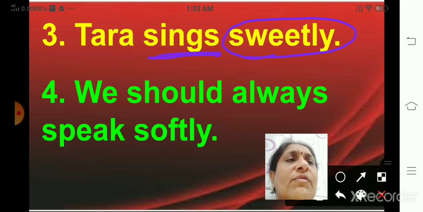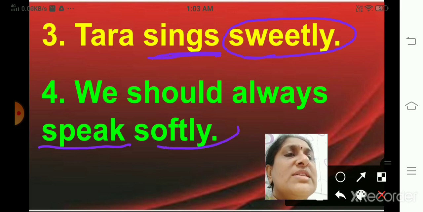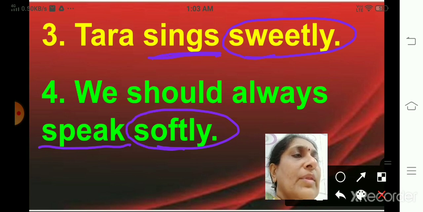Fourth one, we should always speak softly. What is the verb here? Speak. Correct. So, underline. And what is the adverb? How should we speak? We should speak softly.